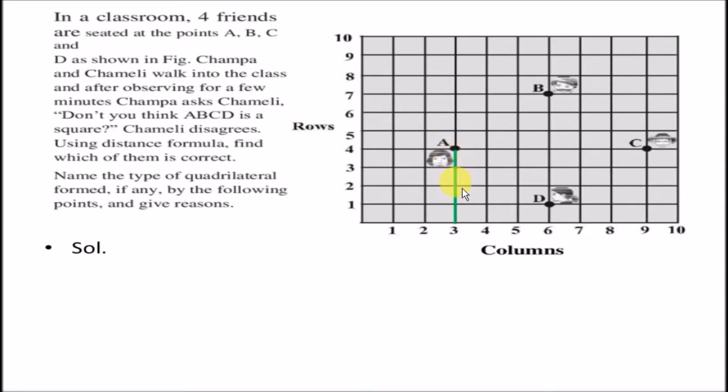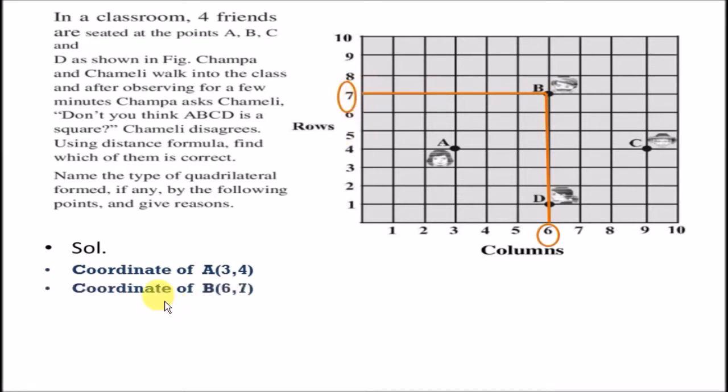A's horizontal position is at 3, that is x coordinate is 3, and vertical position is at 4, that is y coordinate is 4. So coordinate of A is (3, 4), x coordinate first, followed by y coordinate. Similarly, B's position in the column is at 6, that is x is 6, and the vertical position in the rows is at 7, that is y is 7. So the coordinate of B is (6, 7).